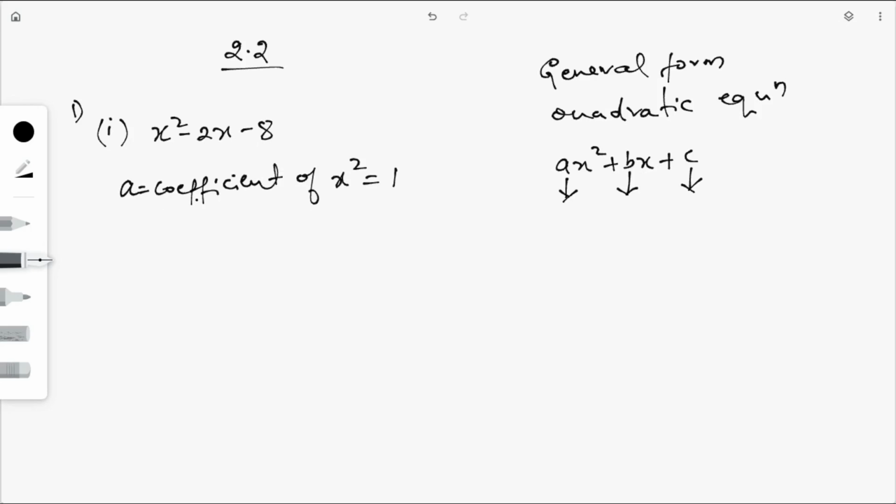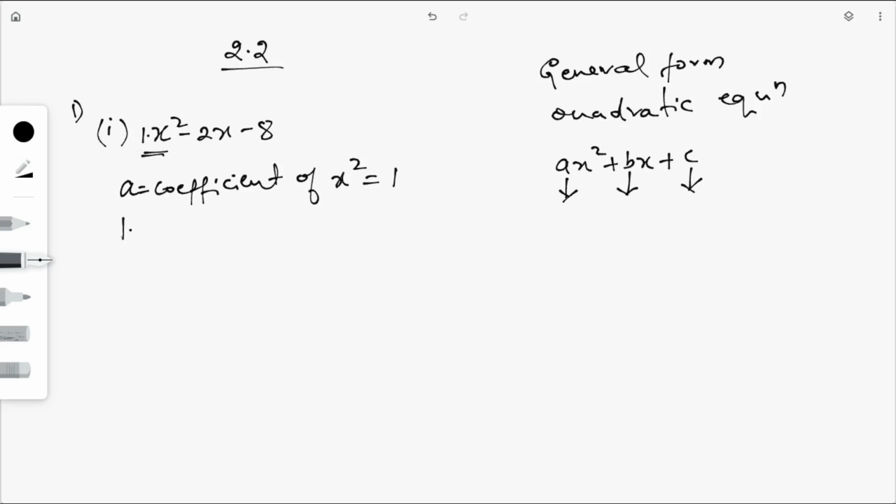So what is a coefficient? Coefficient is a number or a numerical value with a particular variable. So here in this first term, the variable is x square, right? So with x square, if there is no number given here, definitely we will have 1. So 1 dot x square or 1 into x square. So here the coefficient of x square is 1. So hence my a value is 1.